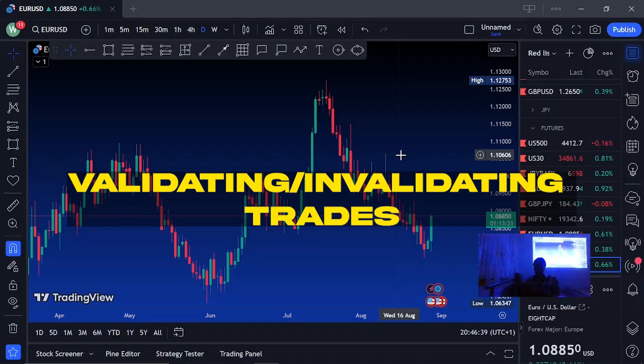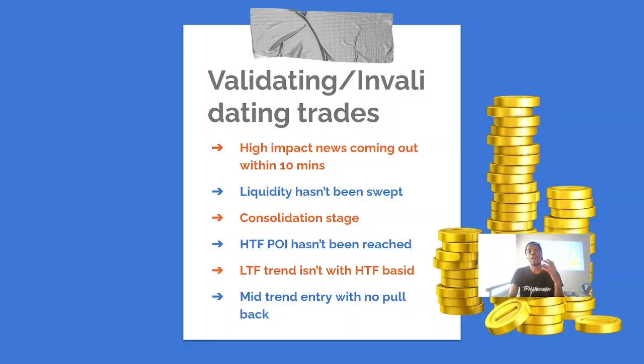So now, validating and invalidating trades. This one is really important because this saves you trouble, regardless of whether the trade is an A class trade or a B class trade. You can use this now to stay out of trades, to save yourself some money, and to give yourself that extra level of patience that you need.